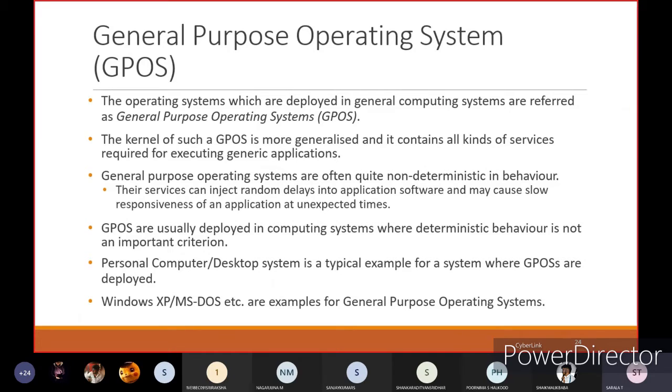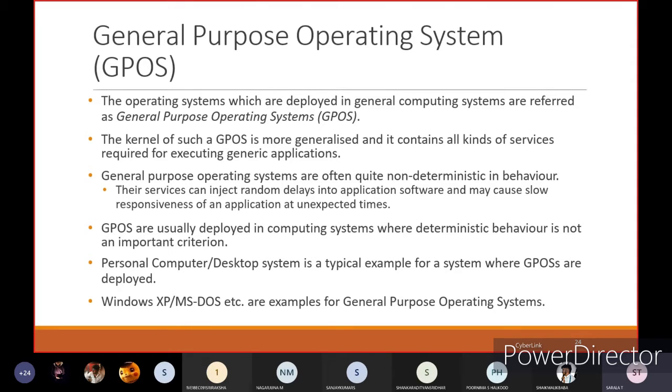General purpose operating systems are often quite non-deterministic in behavior. Their services can inject random delays into application software and may cause slow responsiveness of the application at unexpected times. It is non-deterministic. If I am running one application, in between, randomly, any other application software can be injected and it can delay the main program execution. That may be unexpected with respect to your applications running in the general purpose operating system.